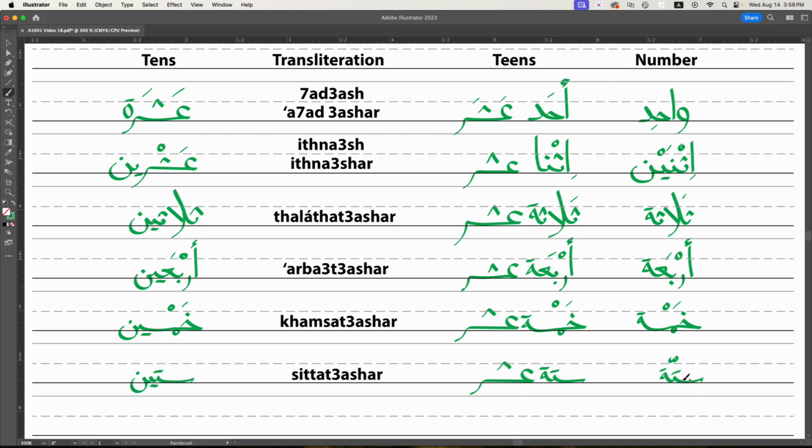6 is sitta. Long ago it was sidsa, but now it's sitta. So sitatashar or sitatash is 16.